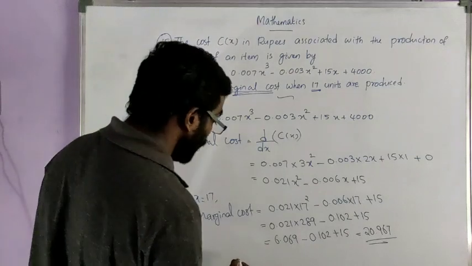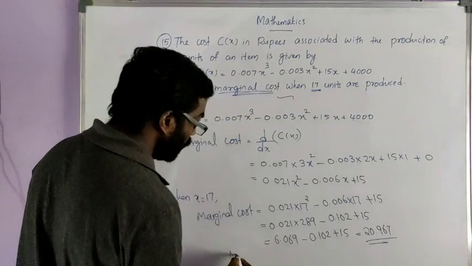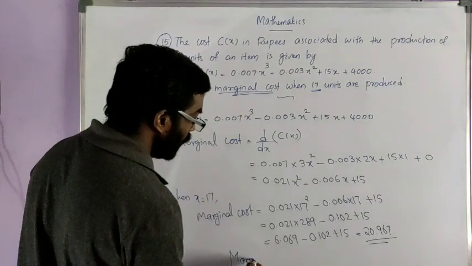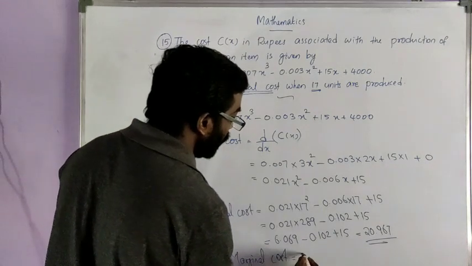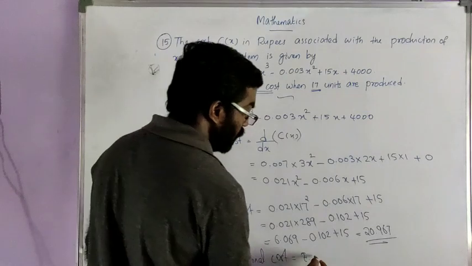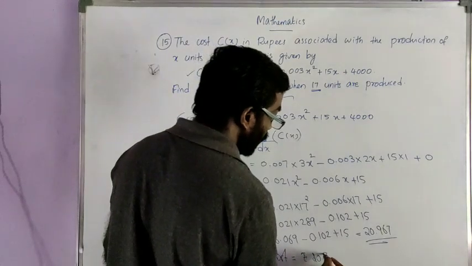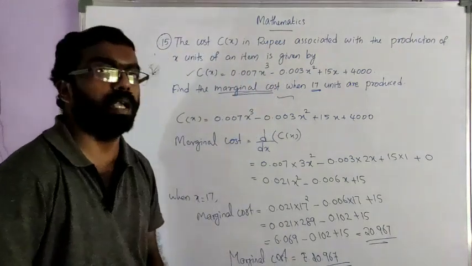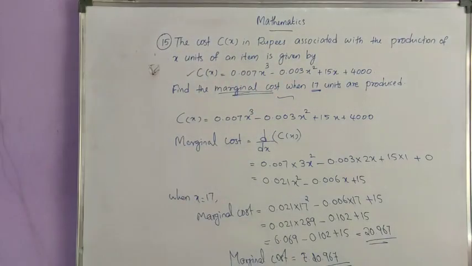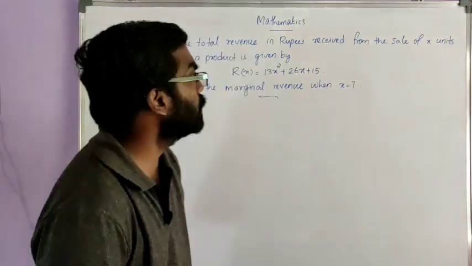Okay, that is the marginal cost is equal to 20.967. That we can conclude, marginal cost is equal to rupees 20.967. Okay, clear? Now we move on to the next question.